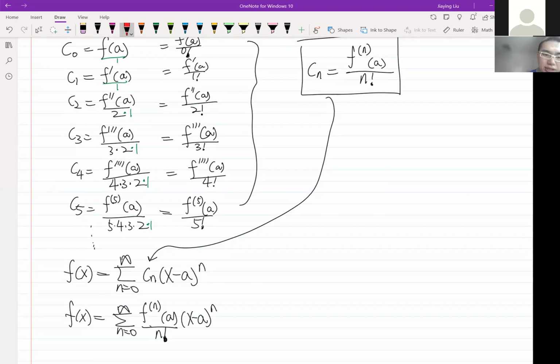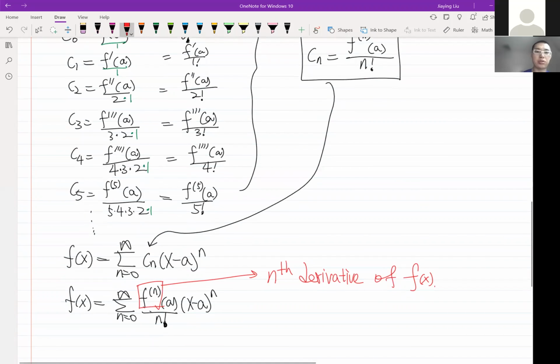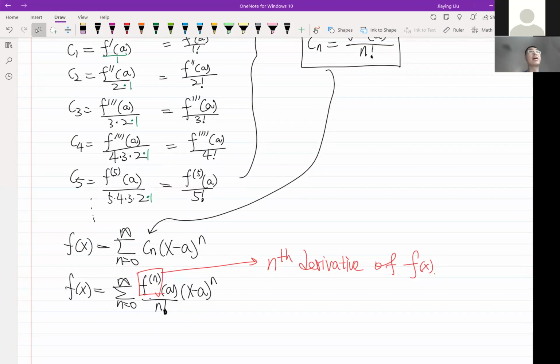So let me note that this means the nth derivative of f of x. That's what that means. As you can see now, for any given function f of x, we can try to use this approach to figure out the power series, even though the previous trick that we talked about yesterday didn't work. Now this will be a new formula that we can try to find the power series representation.